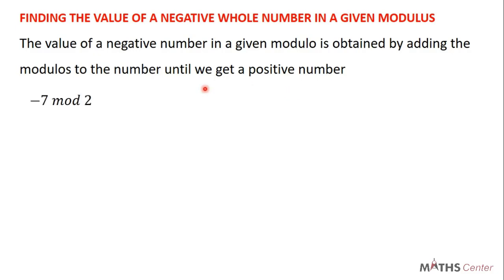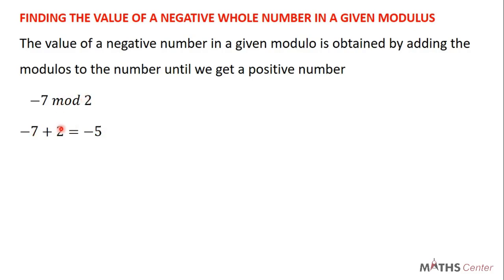So for example, to find the value of negative 7 in mode 2, we will add the modulus, which is 2, to the number until we get a positive number. So to begin with, we will add 2 to the number, which is negative 7. So we have negative 7 plus 2, and that will give us negative 5. We will keep on adding 2 to the number until we get a positive number.